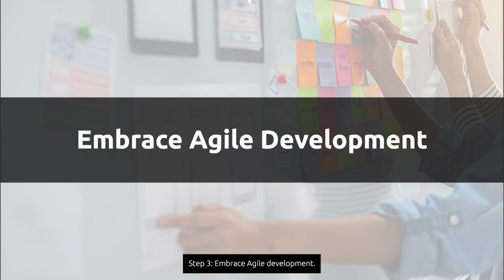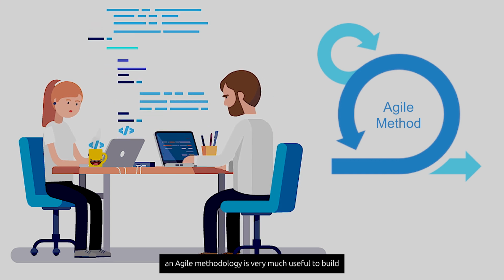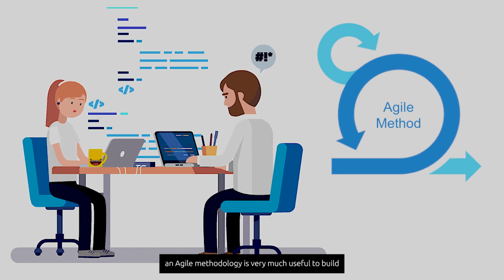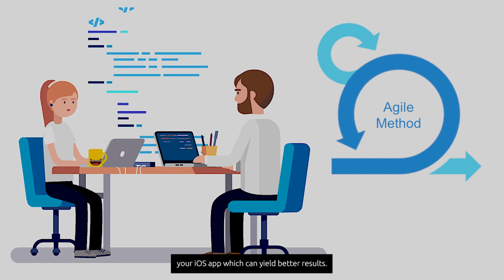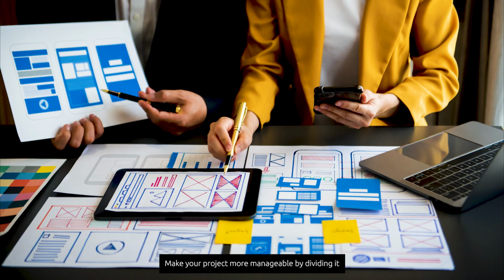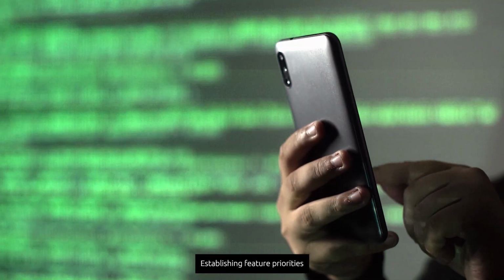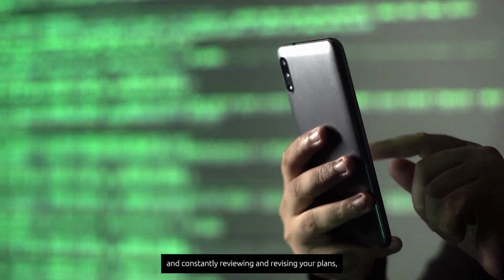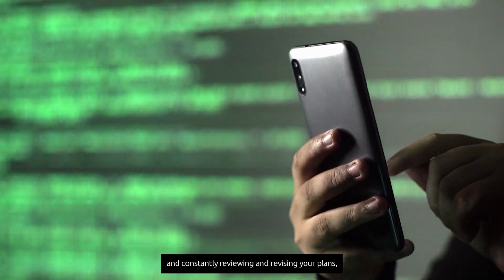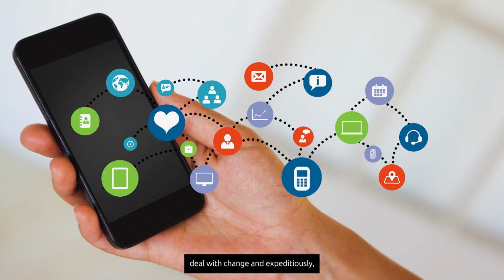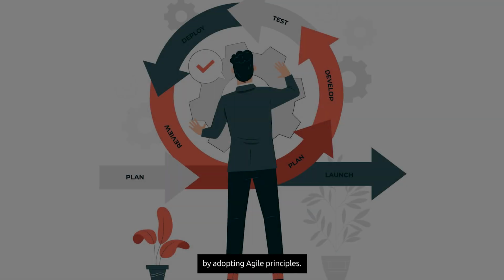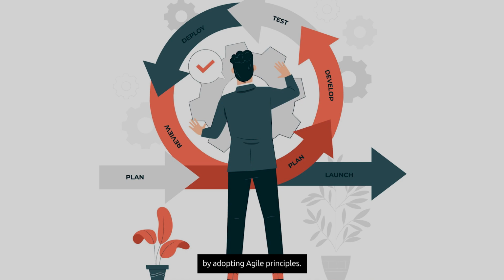Step 3. Embrace Agile development. In this phase, an Agile methodology is very much useful to build your iOS app, which can yield better results. Make your project more manageable by dividing it into smaller chunks, called sprints, establishing feature priorities, and constantly reviewing and revising your plans. You may maintain adaptability, deal with change, and expeditiously release high-quality apps by adopting Agile principles.